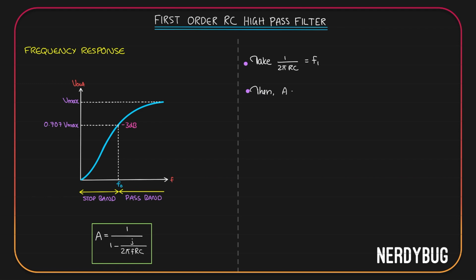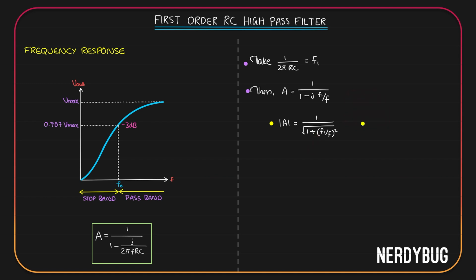Then A becomes 1 divided by 1 minus j F1 by F. I can write the magnitude of A. It will be 1 divided by the magnitude of the denominator, which will be root of 1 plus F1 by F squared. Why? Because the denominator is of the form A plus jB. Its magnitude is root of A squared plus B squared. That's exactly what I did here.